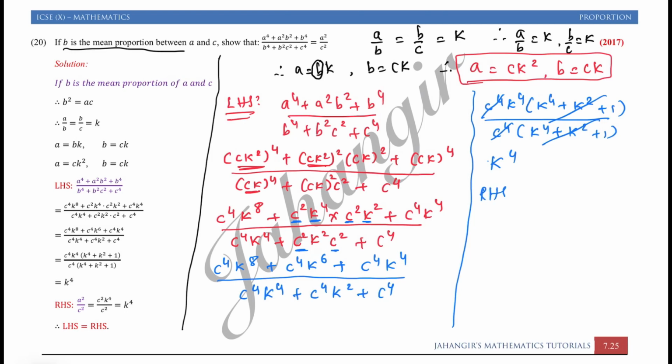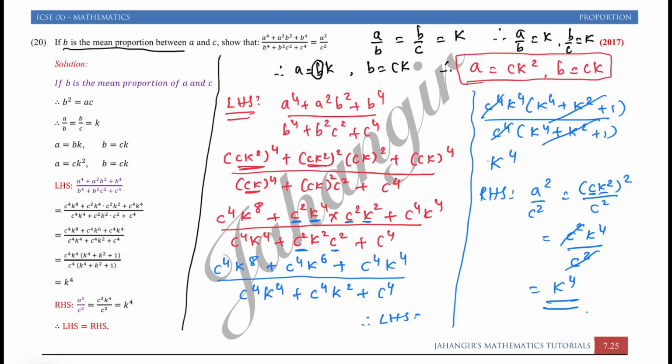Now let's write RHS. RHS is A square upon C square. So the A value is CK square whole square upon C square. So I can write C square K raised to 4. Just solving this bracket, C square is cancelled out. The answer is K raised to 4. So therefore LHS is equal to RHS.